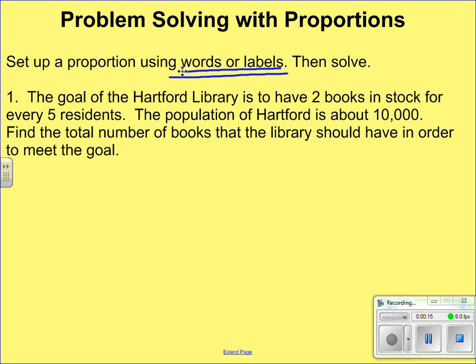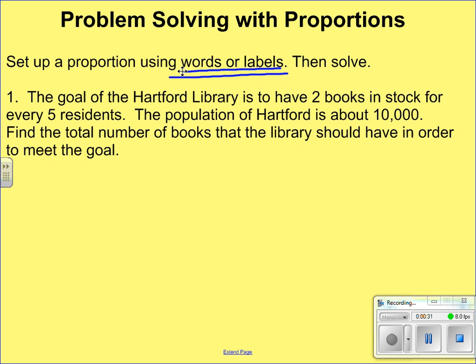When you have a proportion, if you remember, we're just setting two ratios equal to each other, and a ratio is defined as a comparison of two quantities using division. So we're always going to have a fraction, and when you compare things, it doesn't matter how you compare them, it just matters that you're consistent.